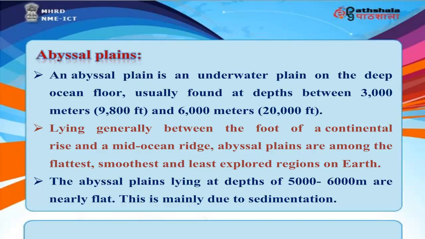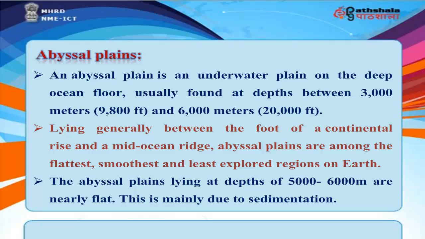Abyssal plains. An abyssal plain is an underwater plain on the deep ocean floor, usually found at depths between 3,000 meters or 9,800 feet and 6,000 meters or 20,000 feet. Lying generally between the foot of a continental rise and a mid-ocean ridge, abyssal plains are among the flattest, smoothest, and least explored regions on Earth.